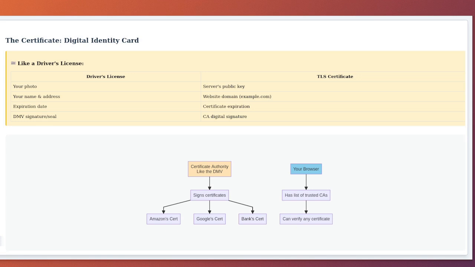Certificate authorities are like the DMV of the Internet. There are only a few dozen trusted ones worldwide. Companies like DigiCert, Let's Encrypt, and GlobalSign. Your browser comes pre-installed with their public keys, like having a book of official government seals to verify licenses. When Amazon wants a certificate, they must prove to a CA that they really own Amazon.com. The CA then signs a certificate saying, yes, this public key really belongs to Amazon.com.